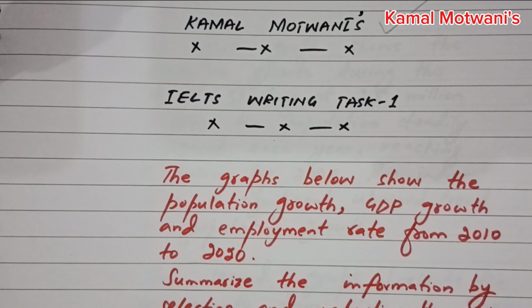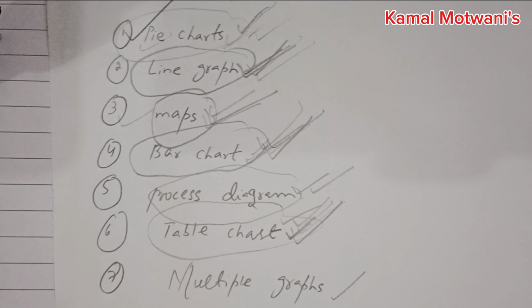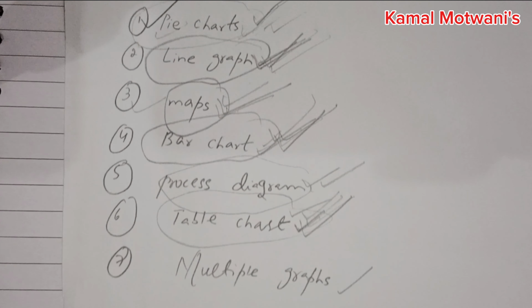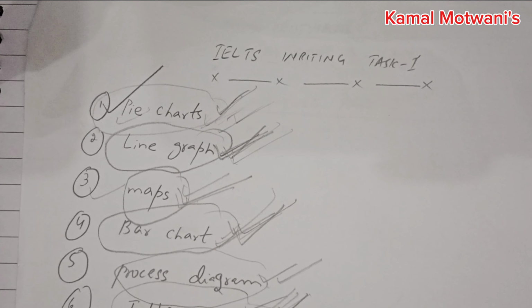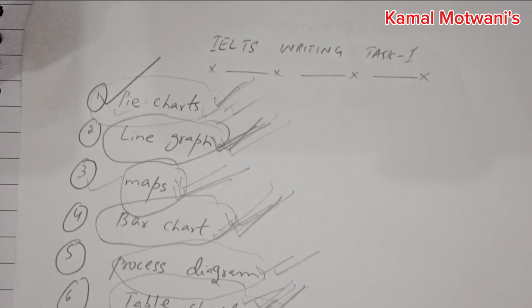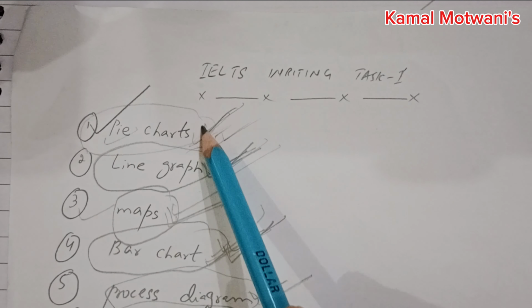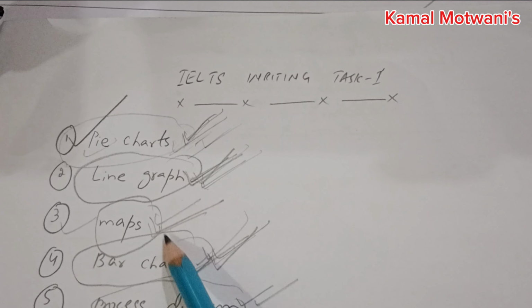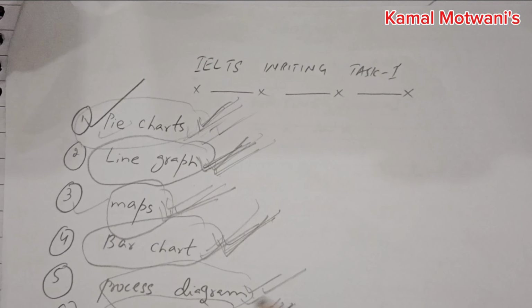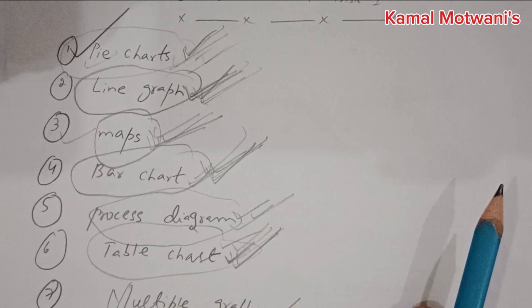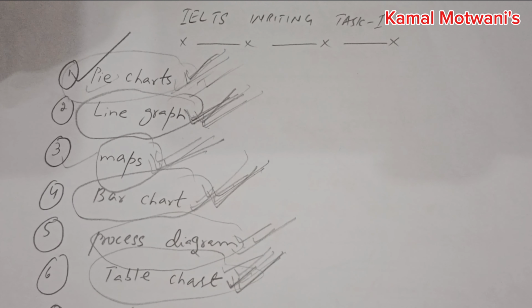As earlier discussed, there are in total 7 types of IELTS Writing Task 1, which are pie charts, line graph, maps, bar chart, process diagram, table chart and multiple graphs. Pie charts, line graphs, maps, bar chart, process diagram, table chart, these all I have covered in earlier videos.